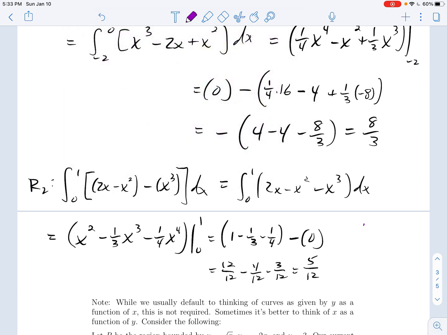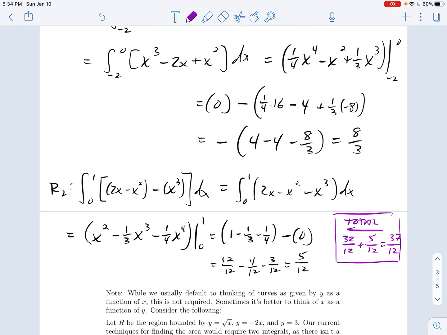So our total area here is one region has an area of 8/3, one region has an area of 5 twelfths. 8/3 would be the same as 32 twelfths. So we get 37 over 12, which is a little bit bigger than 3, if I haven't made an arithmetic mistake. I did this very quickly.